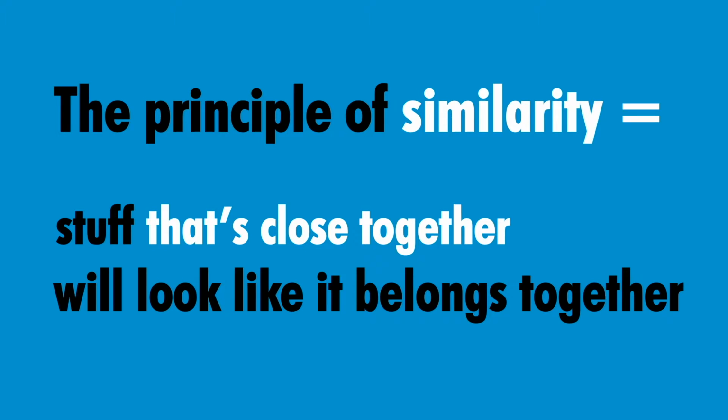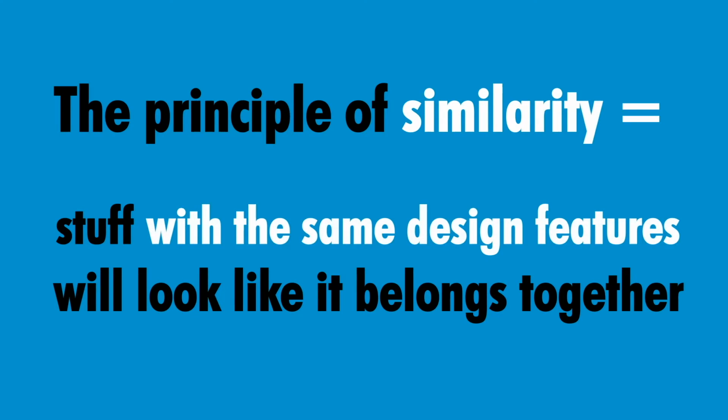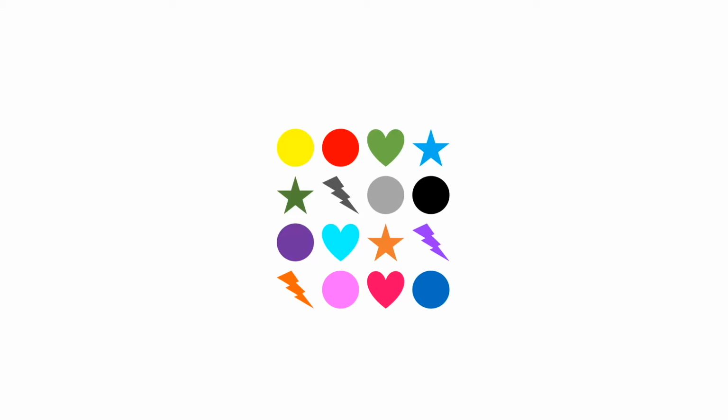Again, this is basically stuff that looks the same, has the same design features, will look as though it's all part of the same group. Let's go back to this slide here. Thanks to proximity, we're more likely to see a square than 16 individual shapes, right? But let's be real, our brain has to do some extra work to get that because of all the different colors. It is distracting. But if I made everything the same color, well, now all of a sudden it becomes a little easier to see it as a square, doesn't it?